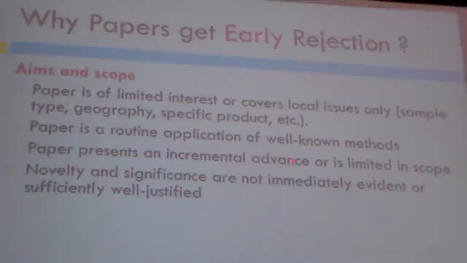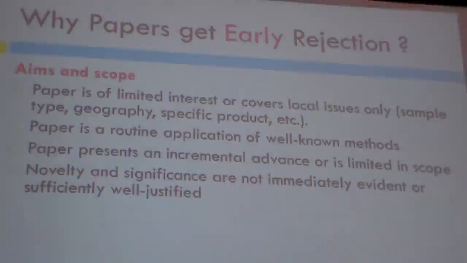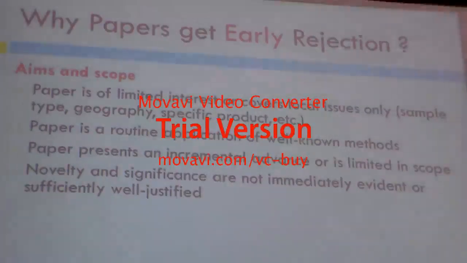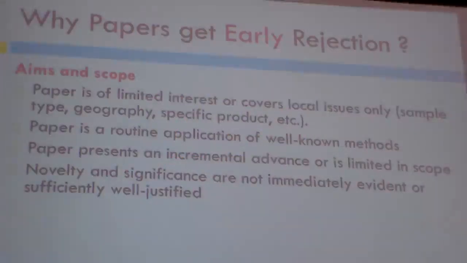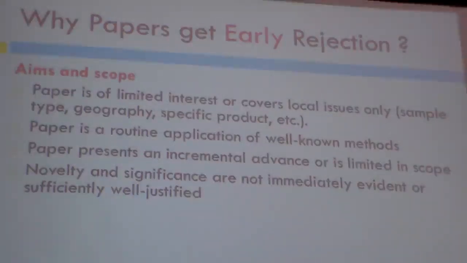The paper presents an incremental advance or is limited in scope. Incremental means you have previous work, you just increase something a little bit, and then you show it as a big image, but people can see it is incremental because they can read your work. Novelty and significance are not immediately evident or sufficiently well justified. You cannot justify that your work is novel. It is not immediately evident. You should describe a lot to show it. The reviewer cannot see directly if it is novel or not.